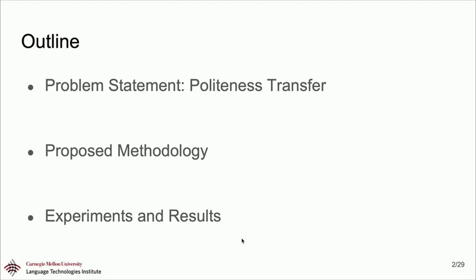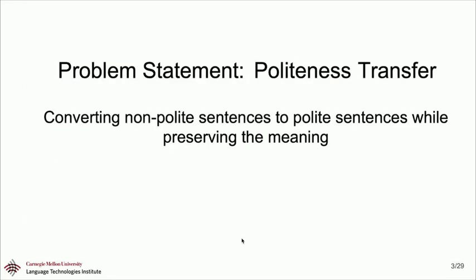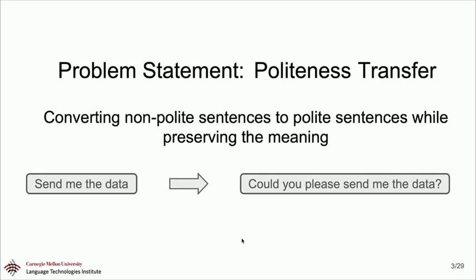and results. So starting with the problem statement, a simple one-line description of the problem statement would be converting non-polite sentences to polite sentences while preserving the meaning. Consider the example "send me the data", which can be made more polite by restructuring it as "could you please send me the data".